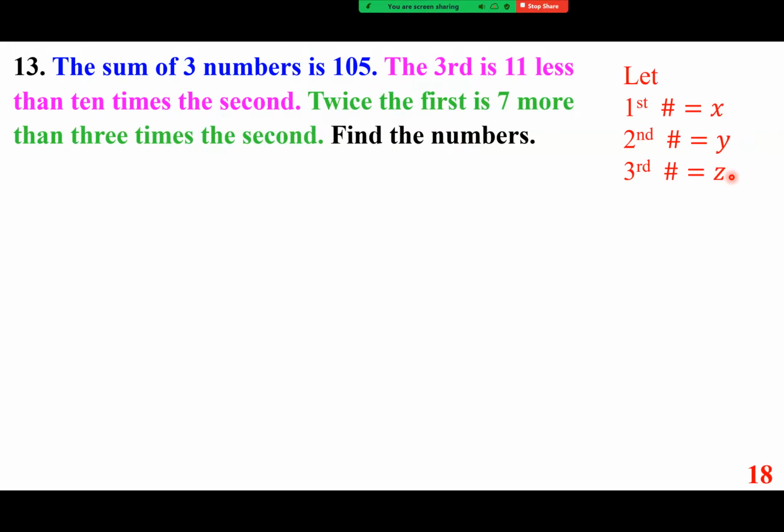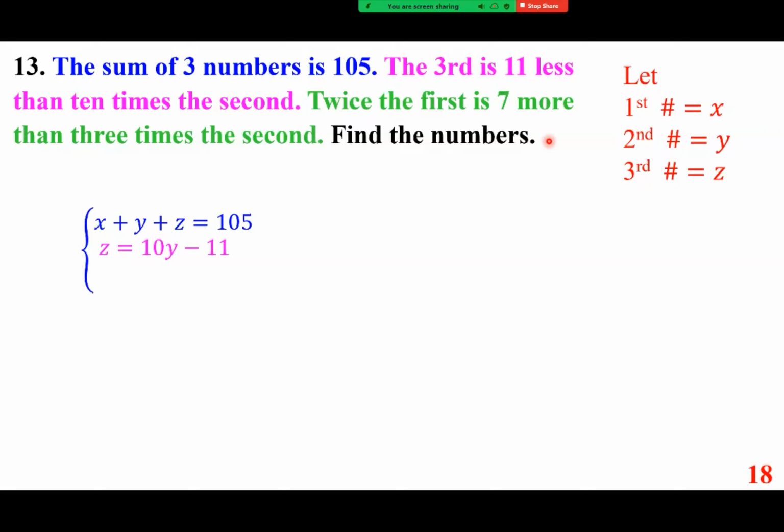It is extremely important that you write which number is the first one, second one, third one for yourself so you don't get confused. So the very first equation, X plus Y plus Z equals 105. The first equation, the blue line. The second equation, the third, Z, is equal to 11 less than 10 times the second, 10Y minus 11. The second equation comes from the red piece.